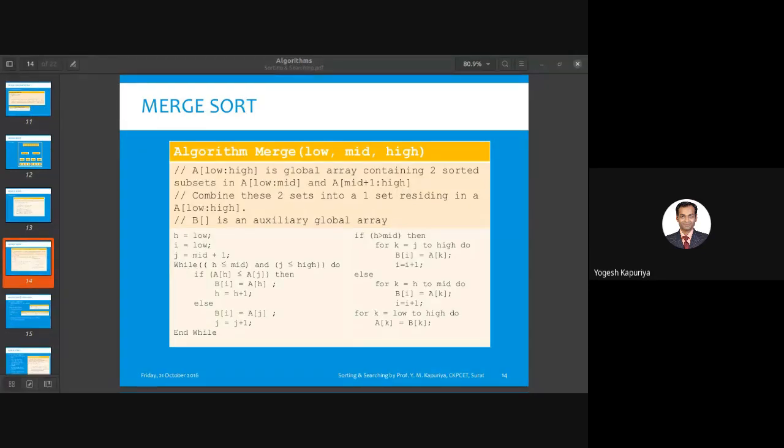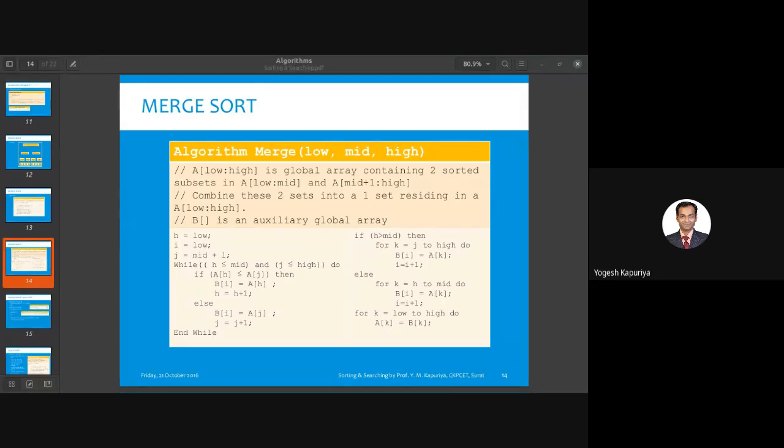Once you reach that stage, you have an individual number in an array which is to be sorted. And the solution for that problem is very simple and straightforward. If you have only one number in an array, you don't require any sorting. It is already sorted.